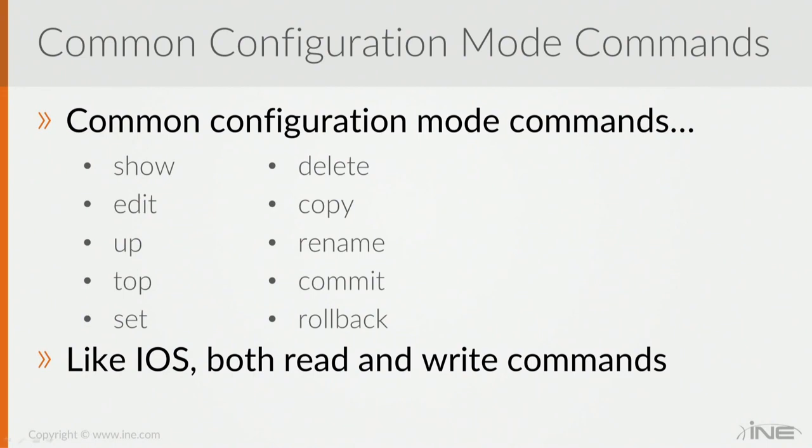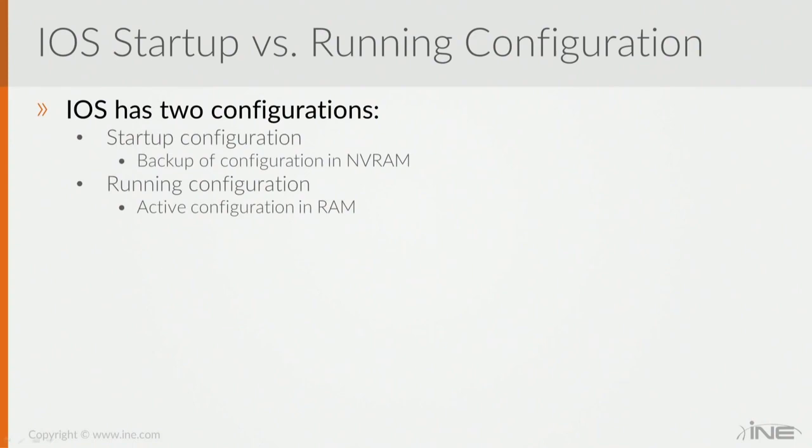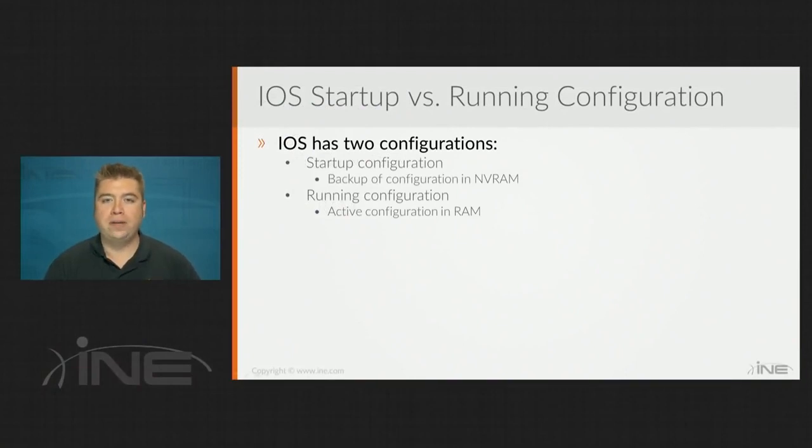Now, in terms of the actual configuration structure, we know in regular IOS, there's two different types of configs. We have the startup config and we have the running config. Startup config is going to be a backup of the configuration in NVRAM. Running config is the one that's in memory that's actually the current working configuration.